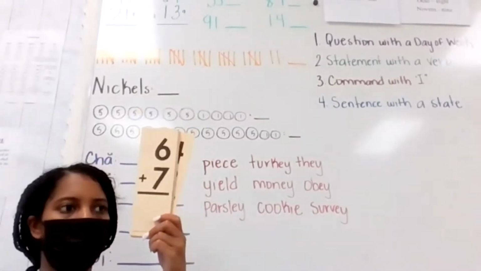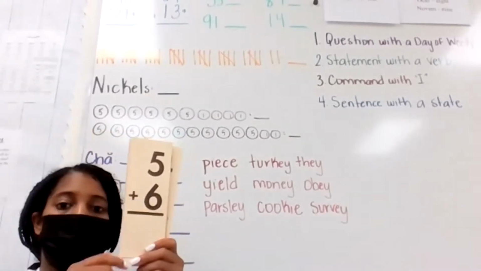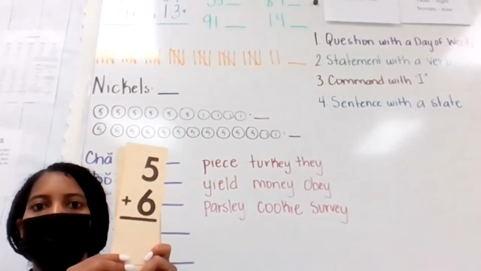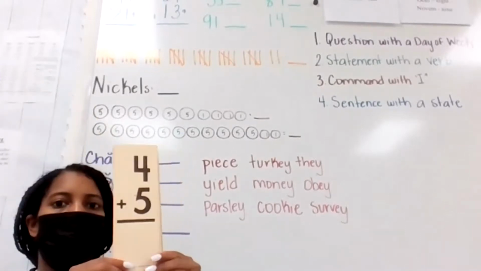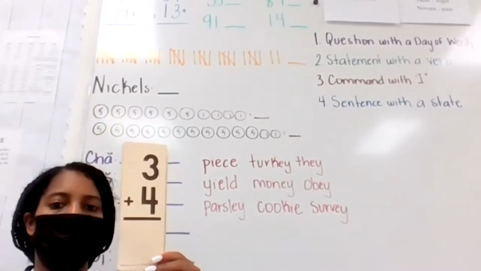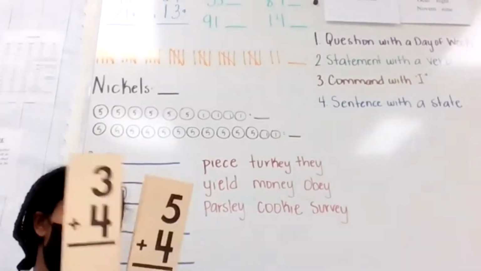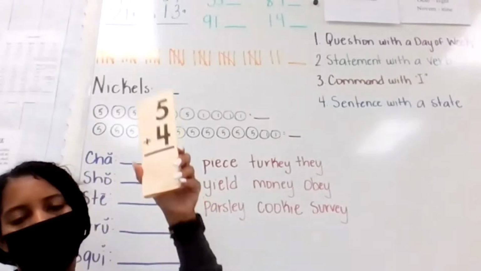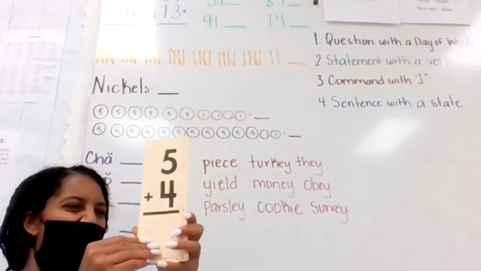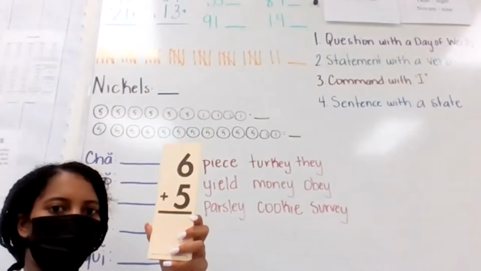6 plus 7 equals 13. 5 plus 6 equals 11. 4 plus 5 equals 9. 3 plus 4 equals 7. 5 plus 4 equals 9. 6 plus 5 equals 11.